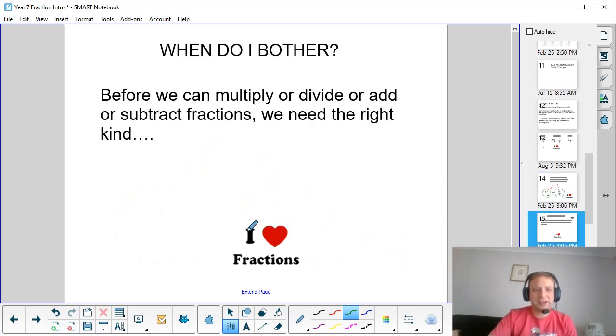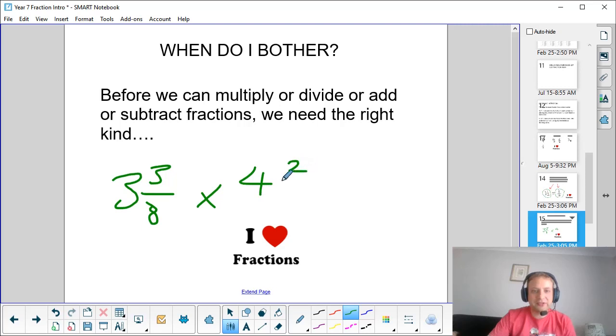When do we bother doing it? It's mainly because you're going to spend a lot of time this term multiplying, dividing, adding, subtracting fractions together, and some fractions are just easier to work with, or some types of fractions are easier to work with than others. You'll figure this out later on, but having to do something like this, like 3 wholes and 3/8, and times this by, I don't know, 4 wholes and 2/6, is much, much, much more complicated than going 27 lots of 8 times 26 lots of 6.